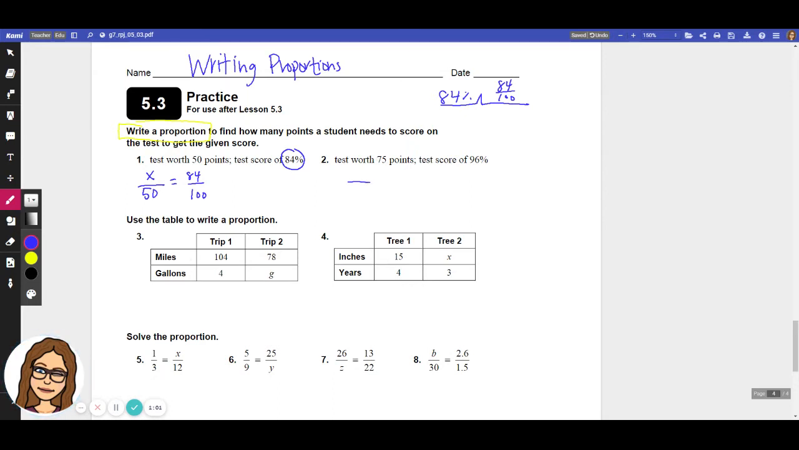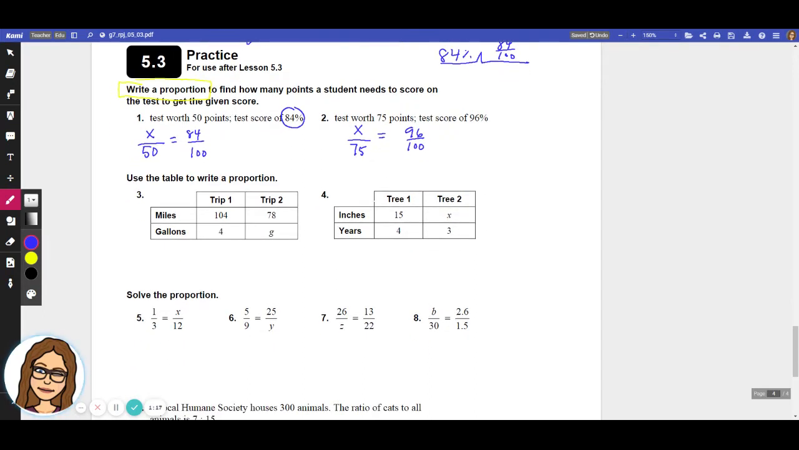Here again, the test is worth 75 points. We don't know how many points you need to get in order to get our 96%. So all about the setup, okay?